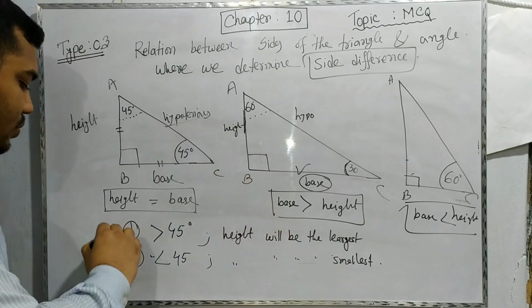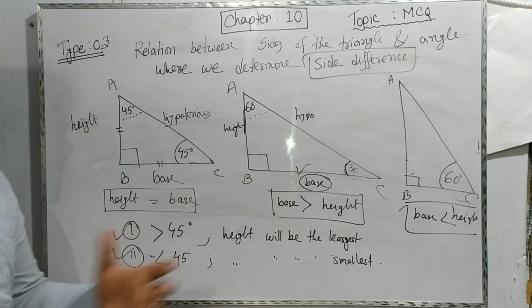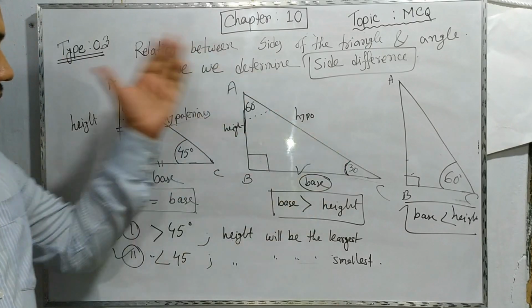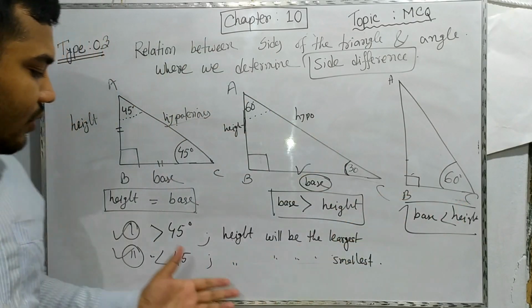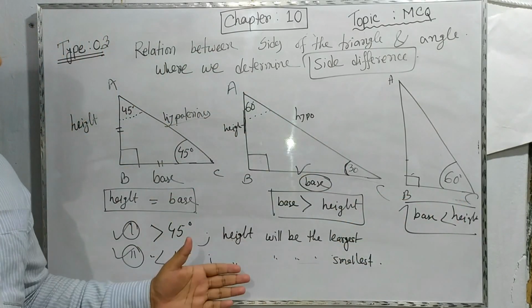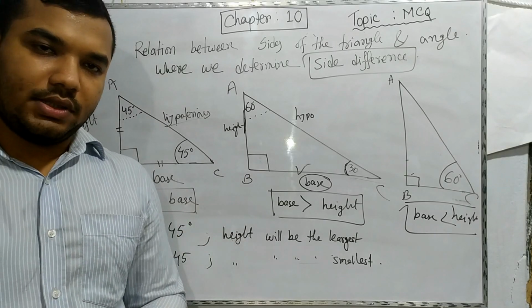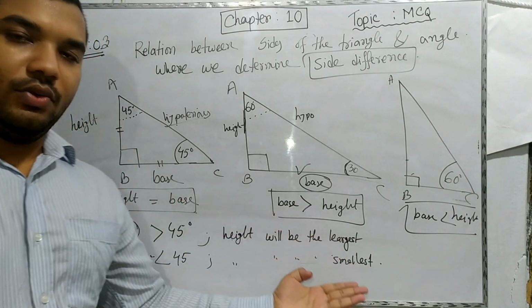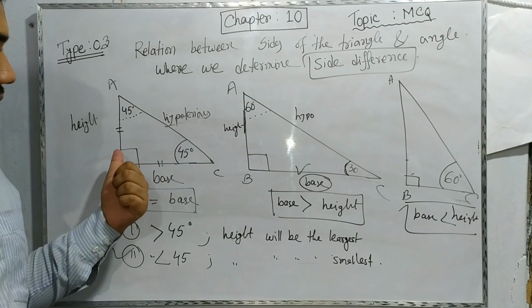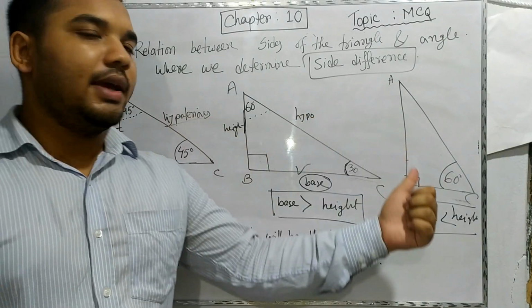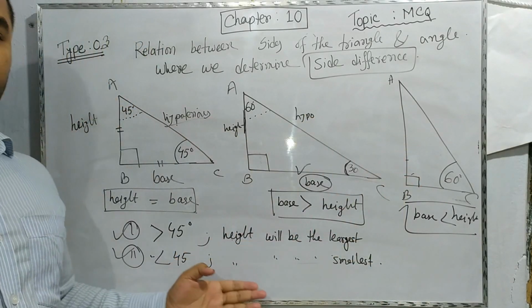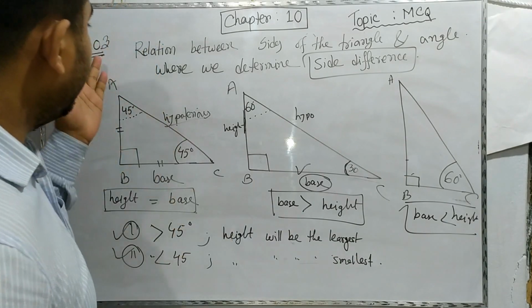So these are our two main conclusions from these three figures. If we only talk about these two rules, it will be very tough for us to understand why we are going for this. That's why I wanted to show this figure, to understand our two conclusions clearly. So that was our type 3.